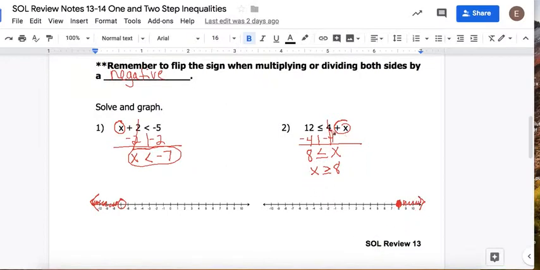And now I can check 4 plus 8 is 12. And I can also check one of the solutions here. So 9, let's just pick 9. 4 plus 9 is 13. Is 12 less than or equal to 13? It is, so I know I'm shading the correct way.